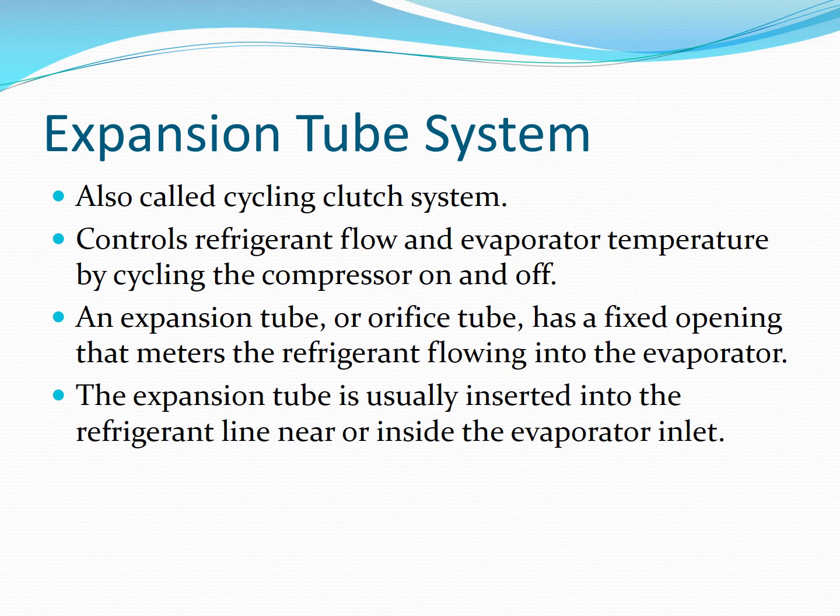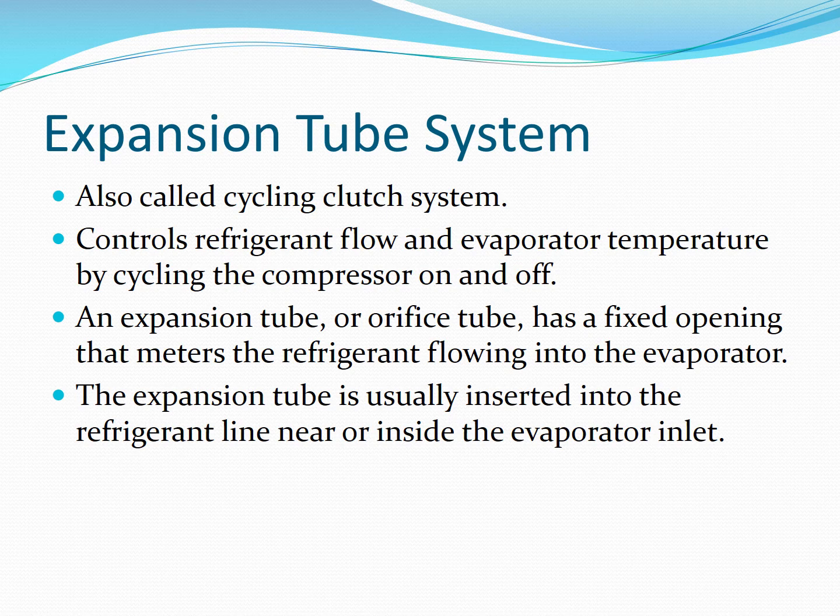The expansion tube system, also called a clutch cycling system or fixed orifice tube system. There are different names depending on the manufacturer you're talking about, but all essentially are fixed orifice tube systems. When you take your ASE test, they're going to refer to these systems as a fixed orifice tube system or an FOT system. It controls refrigerant flow and evaporator temperature by cycling the compressor on and off.